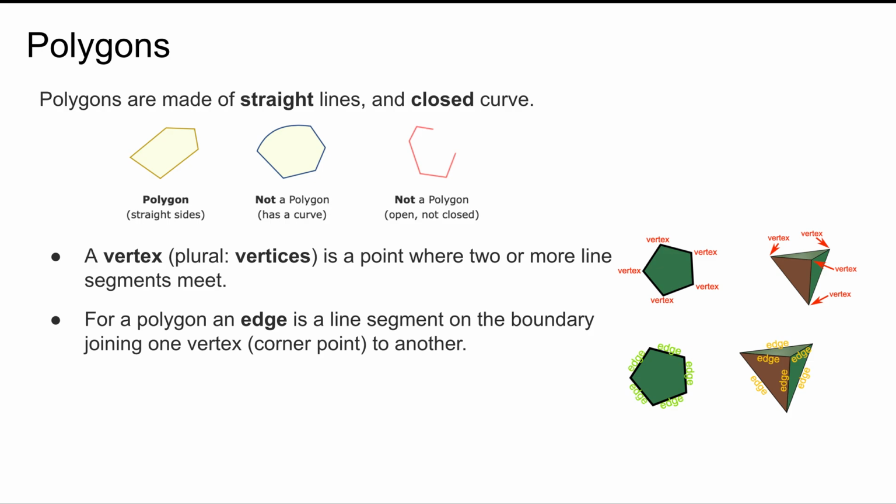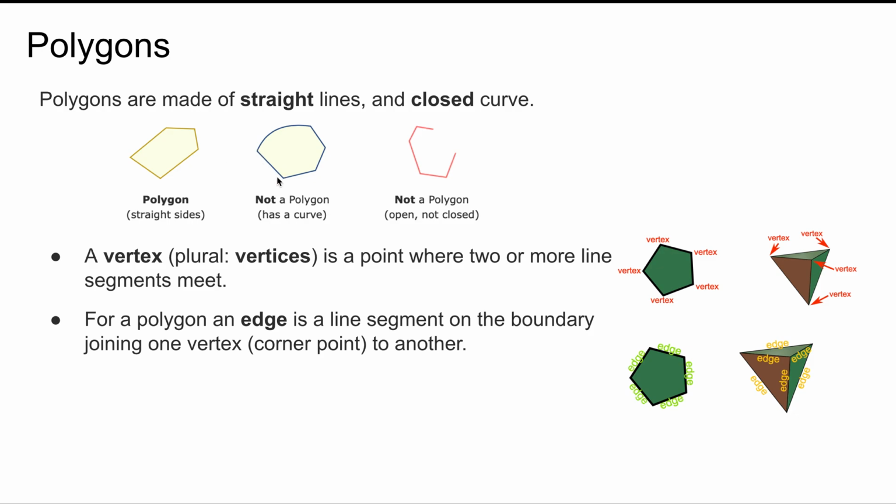Okay, straight and closed. I highlighted them here. So a polygon is supposed to be made of straight lines, not just any curve, and it also has to be closed. So let's look at the first example. Is this a polygon? So let's see. Are all of these 5 sides straight? Yes. Is this a closed curve? Yes. So it is a polygon.